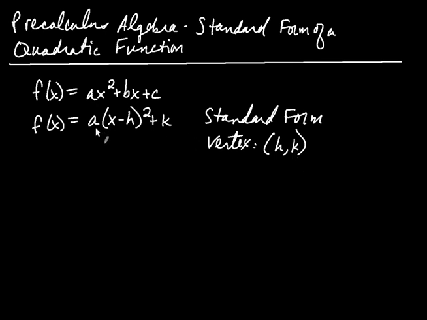And then it opens up if a is greater than 0. So the parabola opens up if a is greater than 0, and it opens down if the number a here is less than 0. Now, of course, because these are the same a, you can tell right away just in this form as well if it opens up or down. So let's go ahead and do an example of expressing a quadratic function in the standard form and then getting some information and then graphing it.